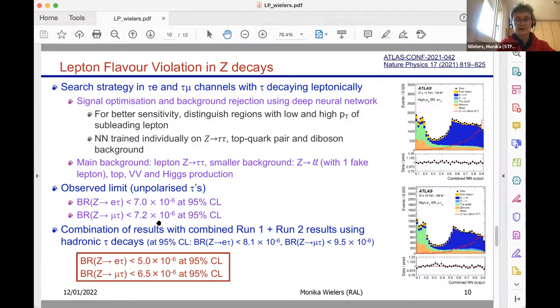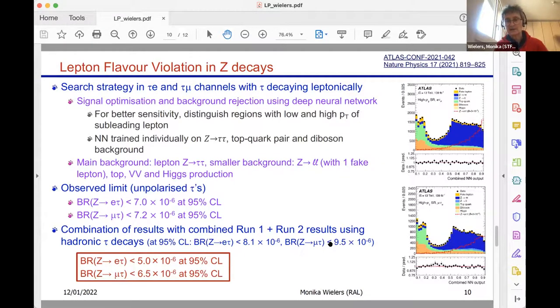We have also done a search looking at the hadronically decaying taus. This was a search we published a bit earlier, which was already combining Run 1 and Run 2 results. The branching ratio levels we got out from this search, you can see here, are slightly less sensitive, but basically very, very similar.